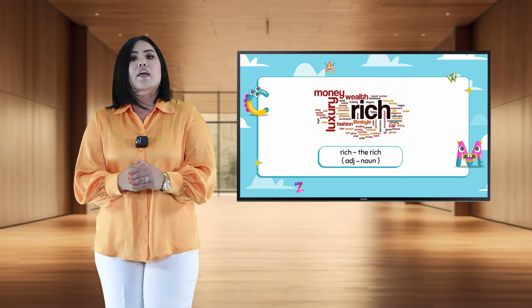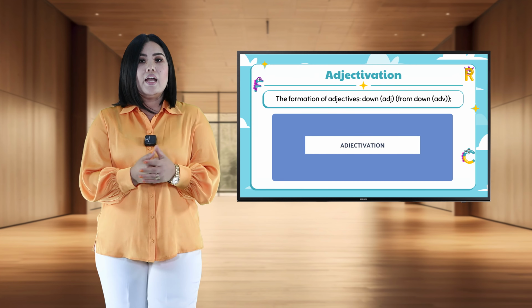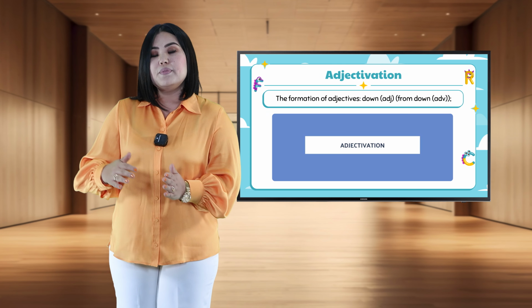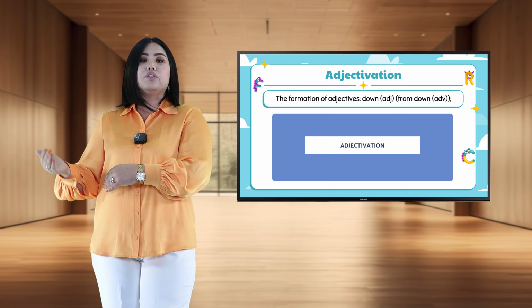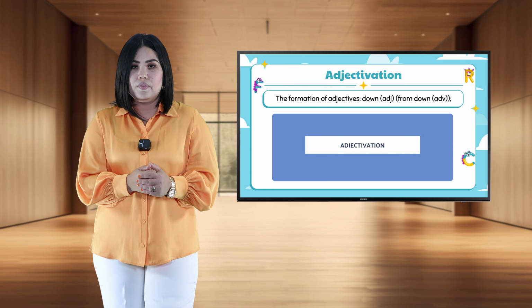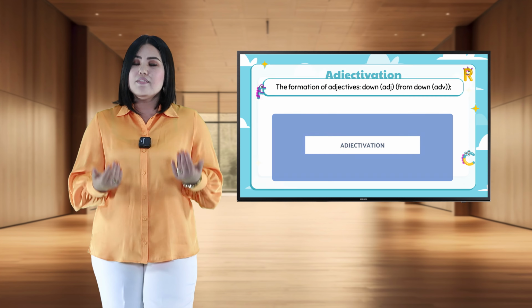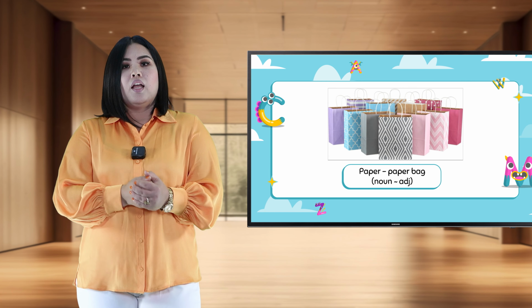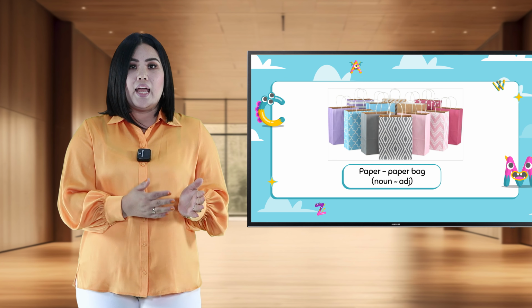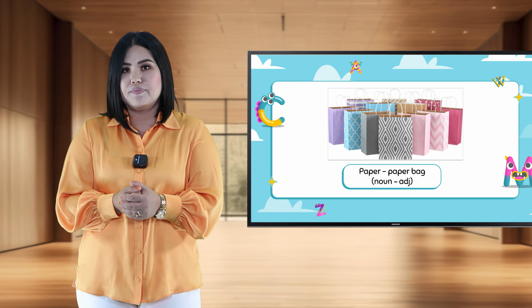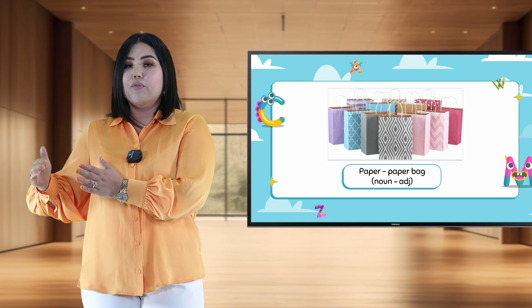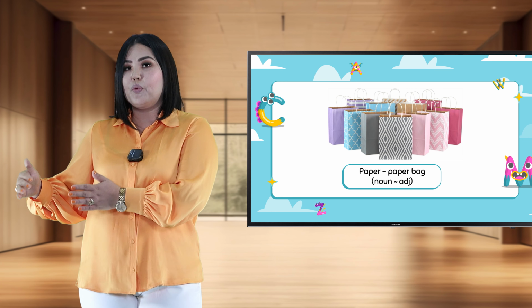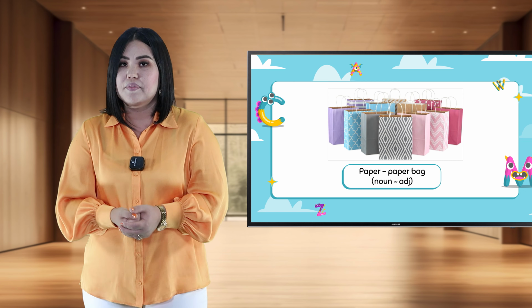Next type is adjectivation. In this type, verbs and nouns are converted into adjectives without any changes in their forms. For instance, a fallen tree, from the verb to fall. A broken heart, from the verb to break.